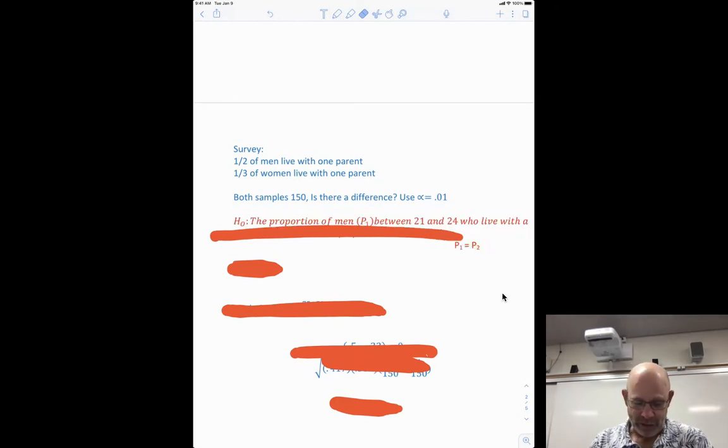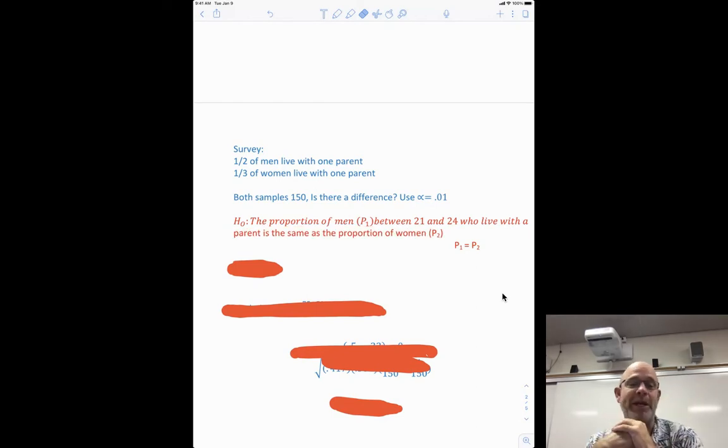So my null hypothesis would be P1 equals P2, but you need to say that in words. The proportion of men between 21 and 24 who live with a parent is the same as the proportion of women. That's always my null hypothesis for these problems, always, always, always equal to. P1 equals P2. My alternate is they're not equal. We might ask, are more men living with their parent than women? If we did that, then we'd have a greater than sign for our alternate. But in this one, we're just going to do not equal to.